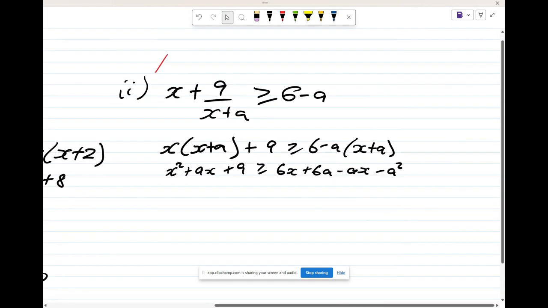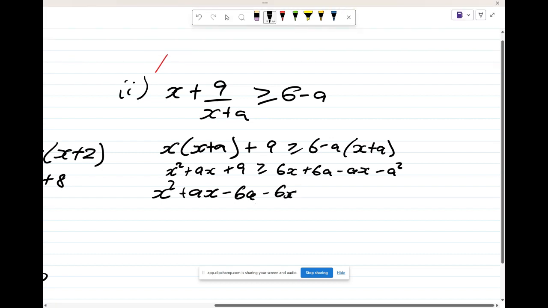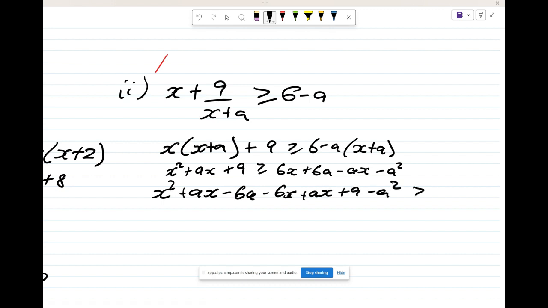Okay, so now let's get everything on one side, because we want to have a 0 on one side and a perfect square on the other. So x squared, minus 6x, minus 6a, plus ax, plus ax, plus 9 minus a squared, greater than or equal to 0. So I just swapped all the signs here and brought them to the other side. So we have, let me just make sure I haven't got it wrong. Okay, so x squared, ax, we changed that, minus 6x, then we change that, ax, then a, then that would be plus ax. There we go.